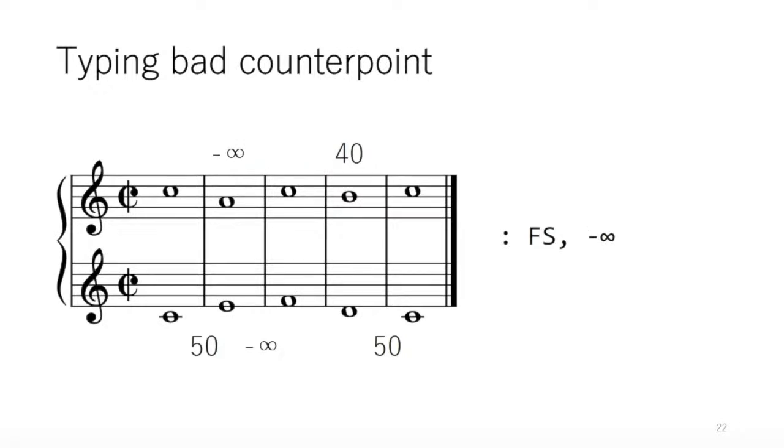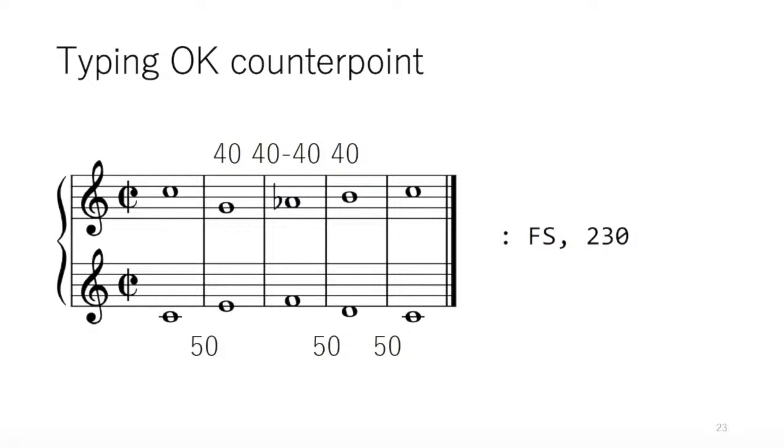We next look at a bad example. This example has a dissonant interval and a direct fifth, which are both prohibited and thus associated with a minus infinity weight. Therefore, the overall weight is also minus infinity. Now we type an OK example. This example uses a chromatic note, which is not preferred and hence has a small penalty. So the overall weight is positive, but it is lower than the weight of the first example.